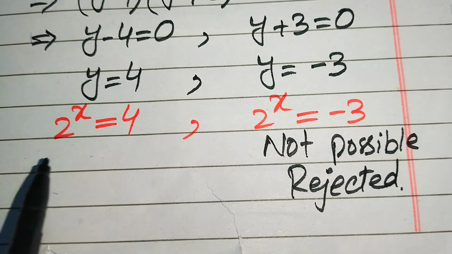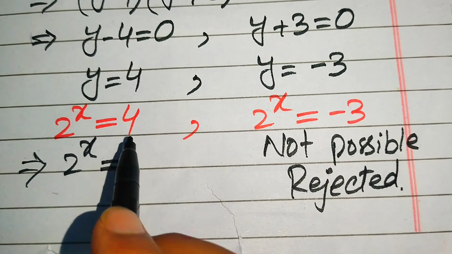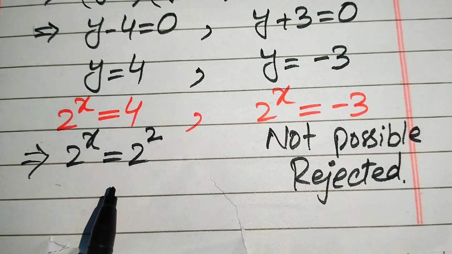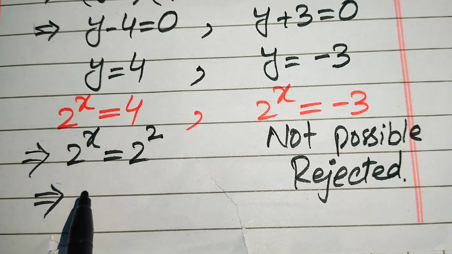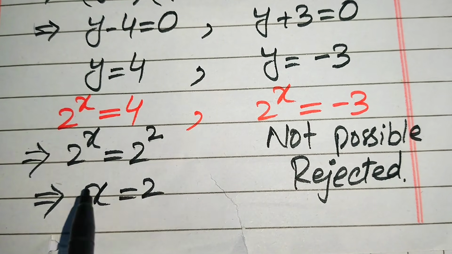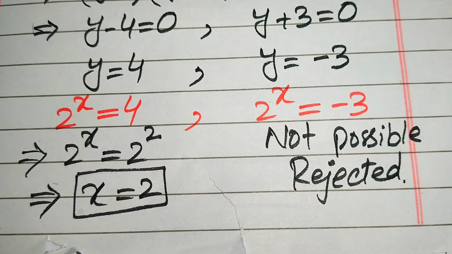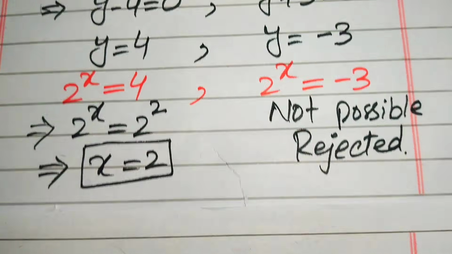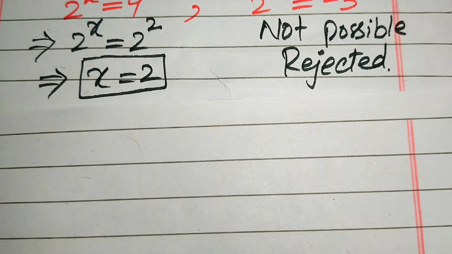So here we proceed with this case only, and we have 2 to the power of x is equal to 4, and we write 4 as 2 squared. And you see that the bases on both of the sides are the same, so we equate the exponents, and when we equate the exponents we easily get the value of x is equal to 2. So here you see that in this method we get only one value of x, and that is equal to 2.